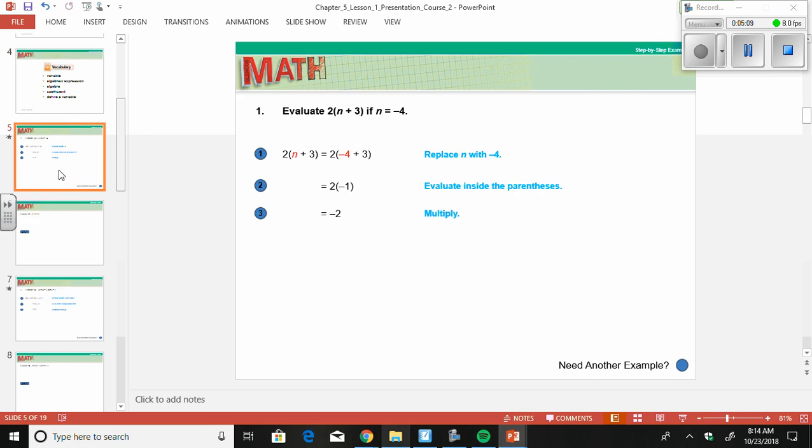Evaluate 2 parentheses n plus 3 if n equals -4. The first thing you're going to tell me to do is replace the n with -4, which as you can see they did here in step 1. So you get 2 parentheses -4 plus 3.